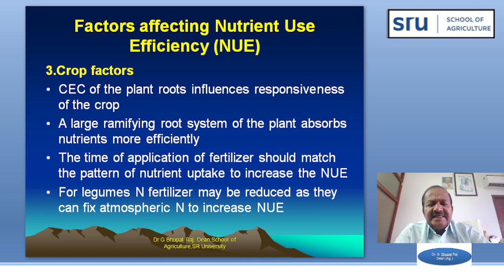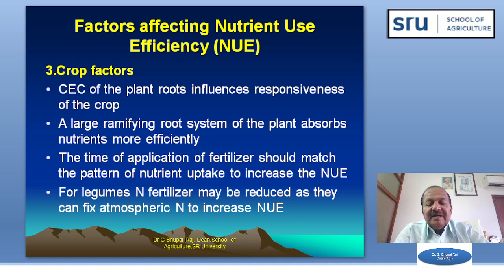The cation exchange capacity of the plant root influences the responsiveness of the crop. A large ramifying root system absorbs nutrients more efficiently, because the greater the volume of root system spread in the soil, the more efficiently it absorbs nutrients. The time of application of fertilizers should match the pattern of nutrient uptake to increase the nutrient use efficiency.